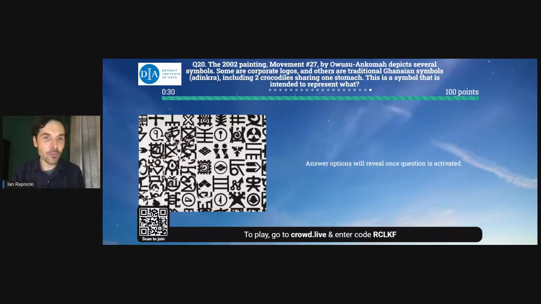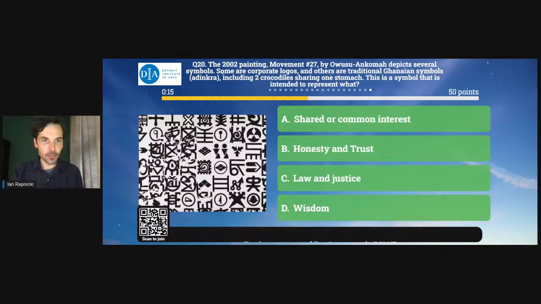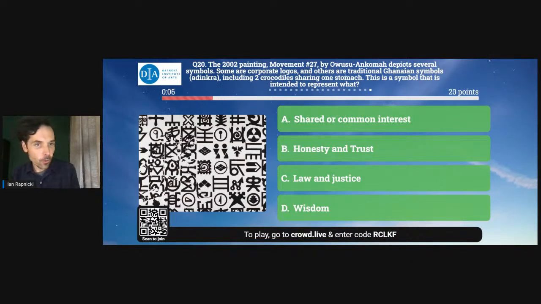This is a symbol that intends to represent what? What does that Adinkra symbolize? Shared or common interest, honesty and trust, law and justice, or wisdom? An Adinkra symbol with two crocodiles sharing one stomach represents what? Shared or common interest, honesty and trust, law and justice, or wisdom?